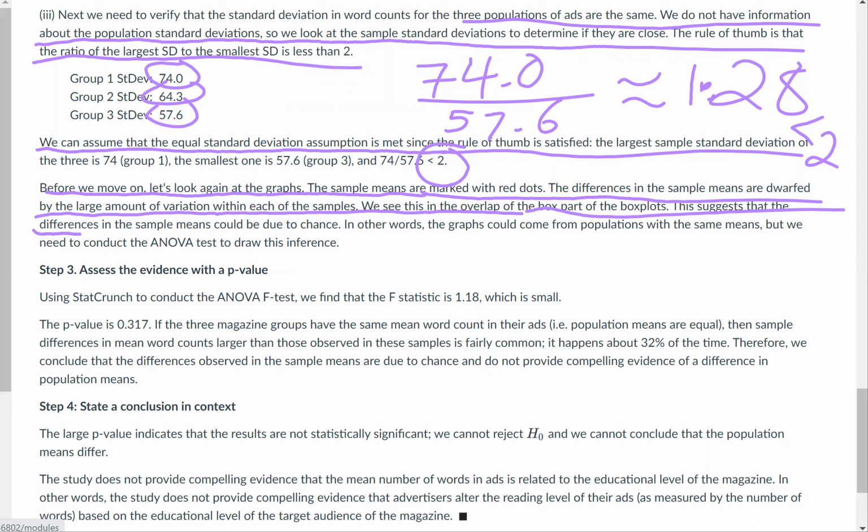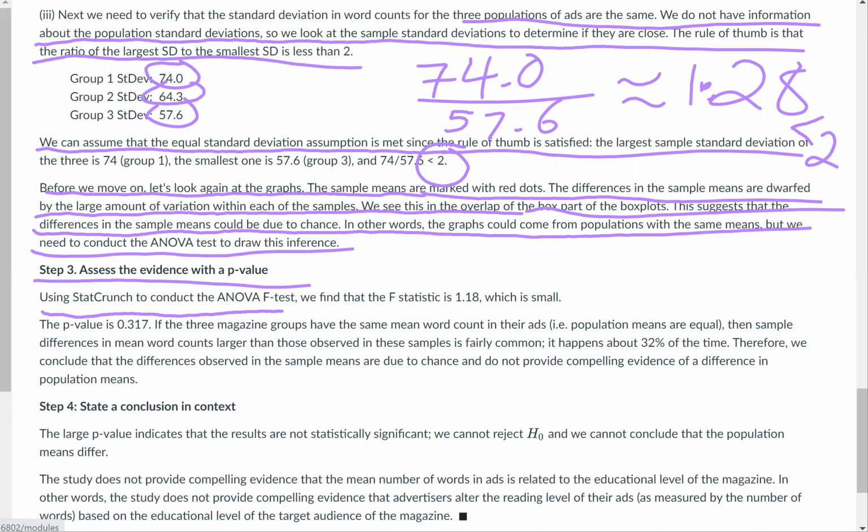This suggests that the differences in the sample means could be due to chance. In other words, the graphs could come from populations with the same means, but we need to conduct the ANOVA test to draw this inference. The third step will be now to assess the evidence with a p-value. So we'll use StatCrunch to conduct the ANOVA F test. We'll find that the F statistic is 1.18, which is fairly small. That's not a good sign if we want to reject the null hypothesis.